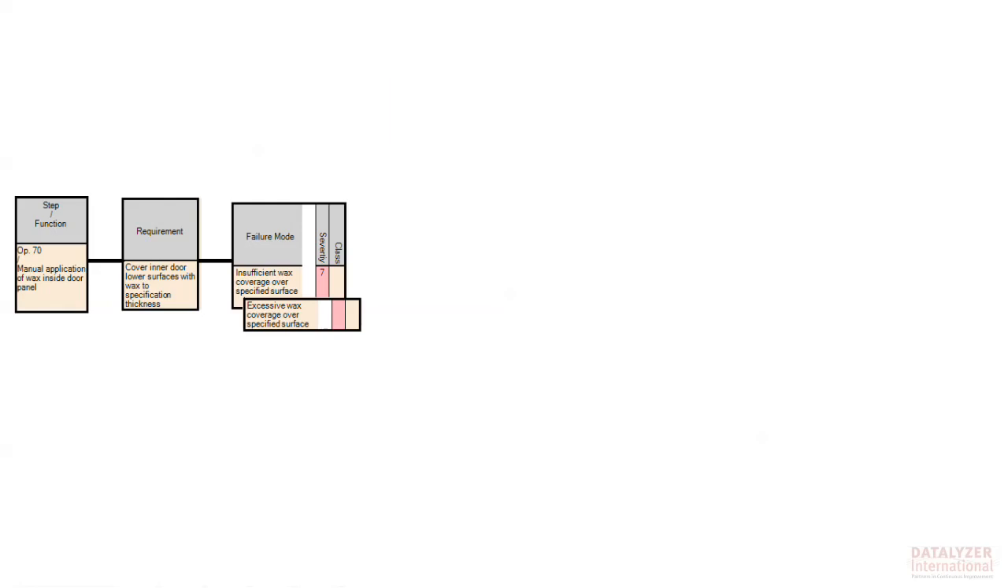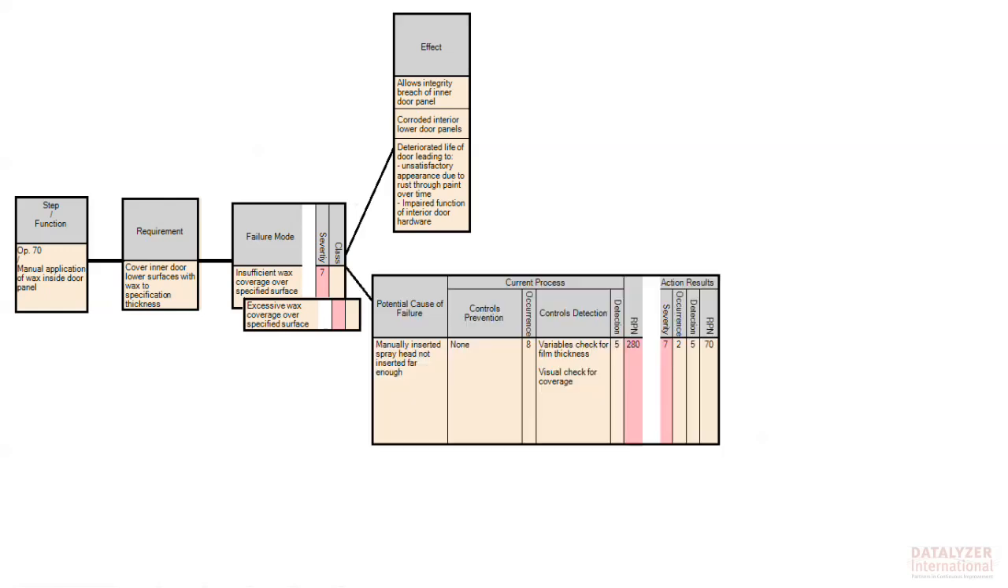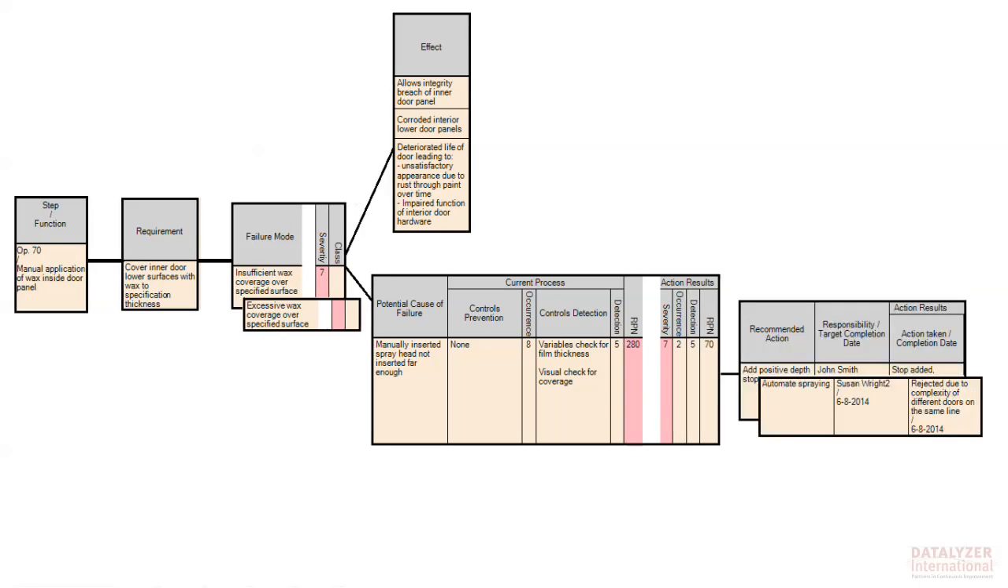Each failure mode can have any number of effects. A failure mode can also have any number of causes, but the causes are not directly related to the effects. Causes can have any number of actions. Now let's see how this looks in the FMEA document.